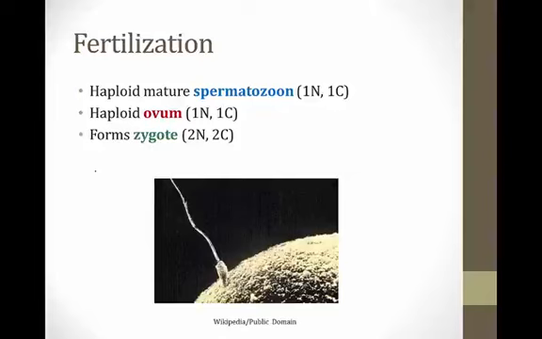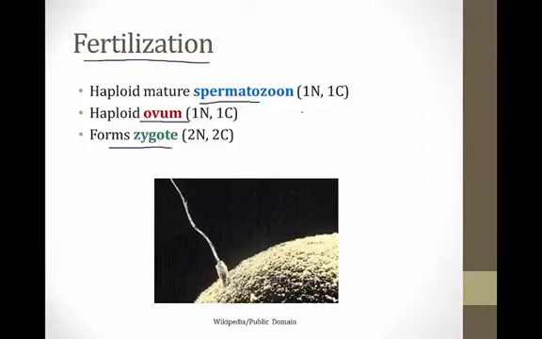The first step in the process of generating a human embryo is fertilization. In fertilization, a haploid mature spermatozoon from the male fuses with a haploid ovum from the female, and this forms a zygote. Now, one thing they're going to want you to know for your step 1 exam is the number of chromosomes and chromatids present in all these structures involved in fertilization. So let's make that very clear now.